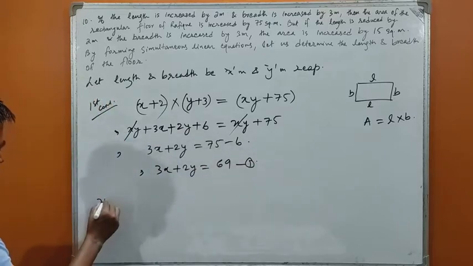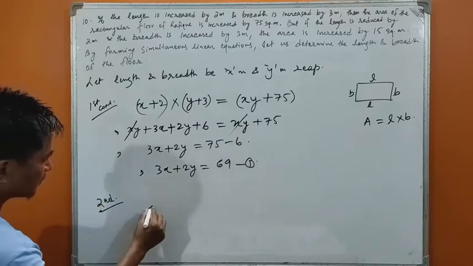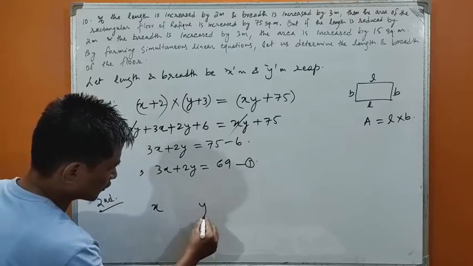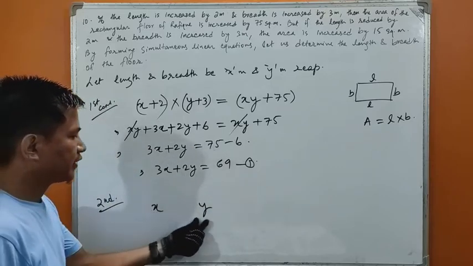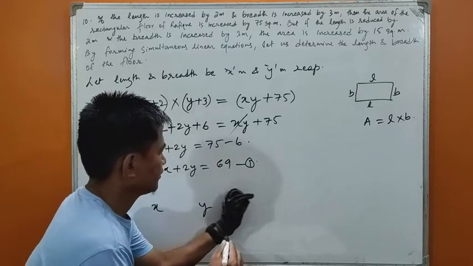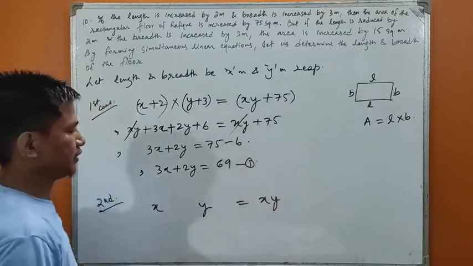And second condition, what is the second condition? This is the length of the rectangular floor and this is the breadth of the rectangular floor. And when you multiply length and breadth, you get the area, and area is x into y. Length into breadth is the area, isn't it?